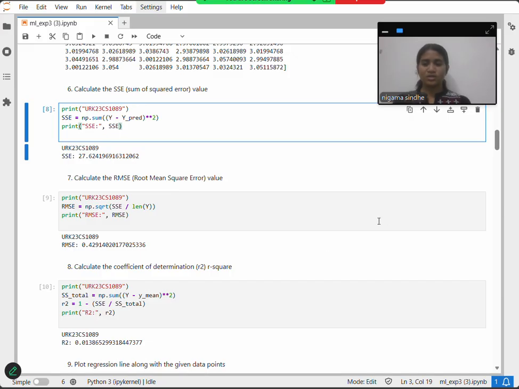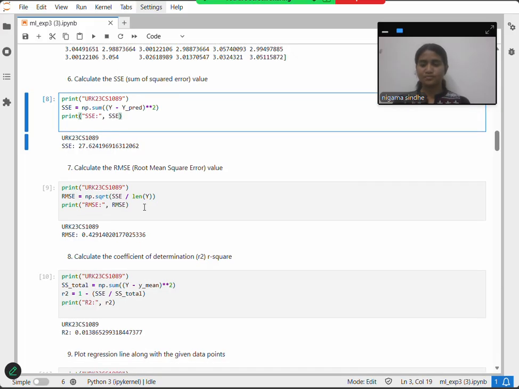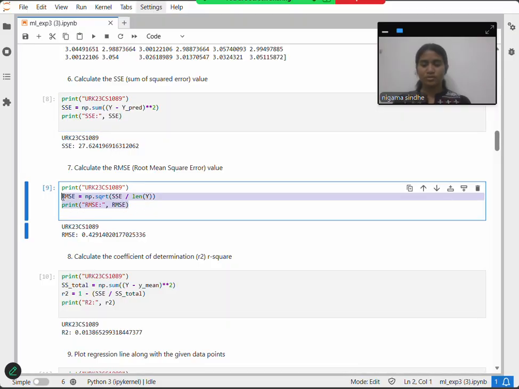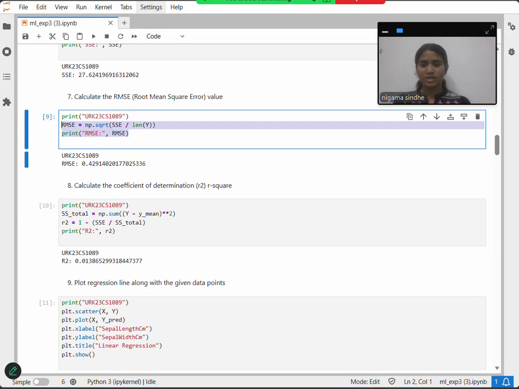Here after, we are going to calculate the root mean square error using the standard deviation of predicted errors. And then we are going to calculate the coefficient of determination, R2 square. R2 square is computed from the RMSE. Here we are going to calculate the coefficient, which shows how well the regression model explains the variance in the dataset.